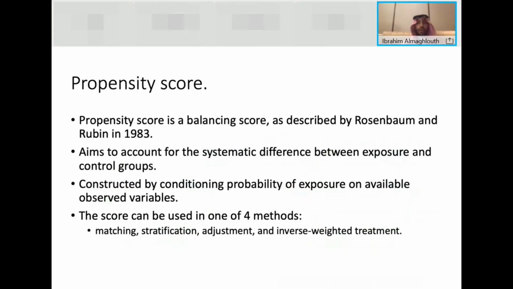That's why another approach was introduced by Rubin in 1983, which was called a propensity score. So what is a propensity score? A propensity score is simply a score that ranges between 0 and 1, which reflects the probability of receiving the exposure of interest, so receiving the treatment of interest, given to all the patients within your study, irrespective of whether they received the treatment or not.